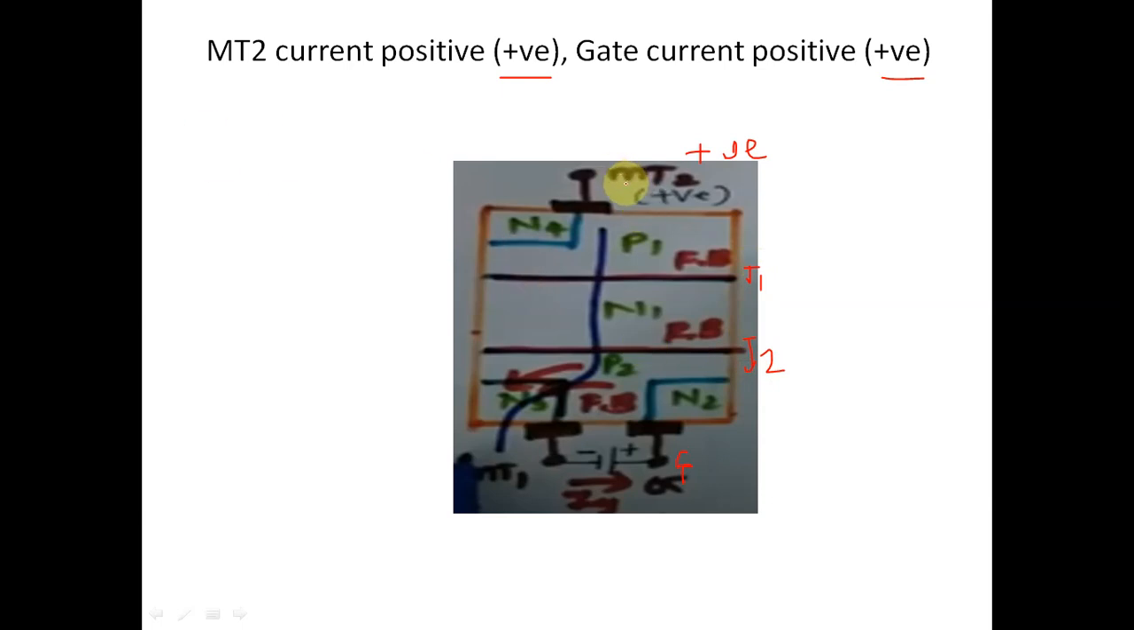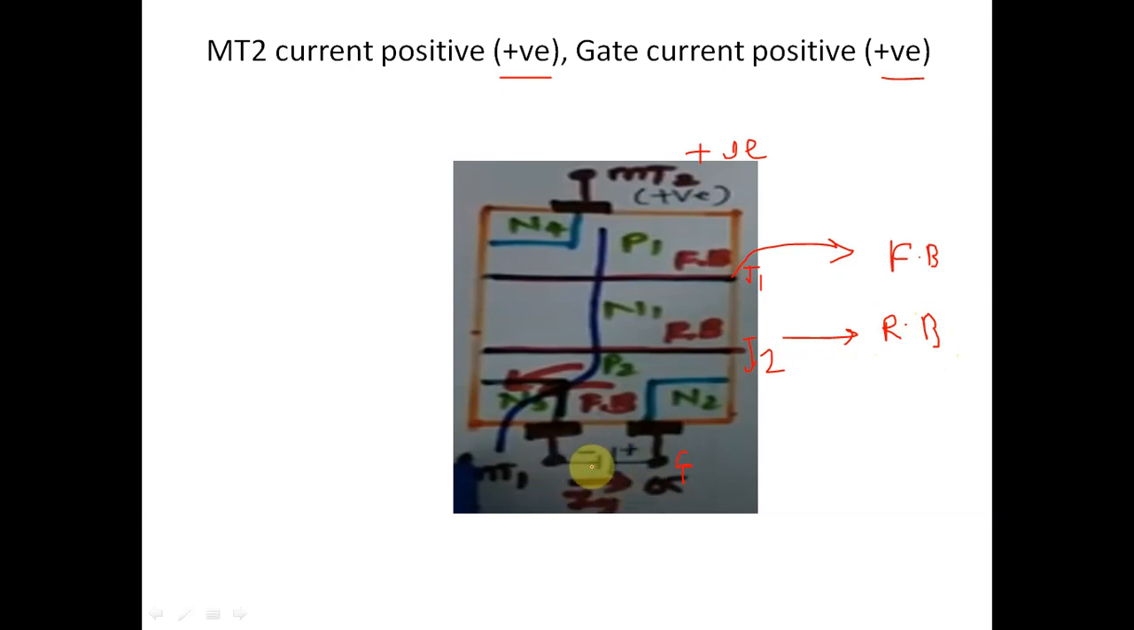Now look here, the MT2 current is positive. This positive current is applied to the P1 directly. Because of this, the J1 junction is a forward bias junction. But the J2 junction is made in between N1 and P2, and this positive terminal is applied to the N1. So the J2 junction is a reverse bias junction.